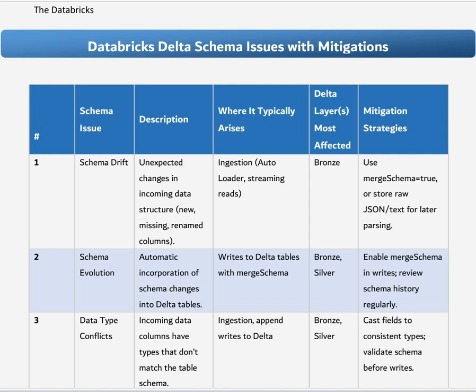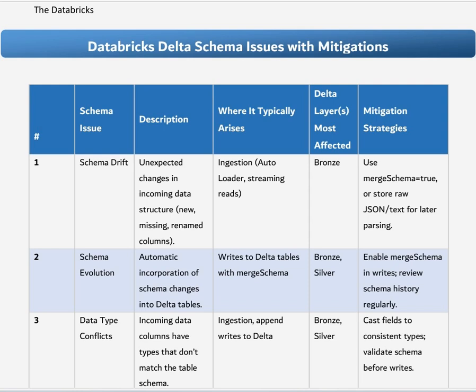Okay, that leads nicely into the next point. Schema evolution. How is this different from drift? It's a great distinction to make. Drift is unexpected. Evolution is more intentional. It's the automatic but still managed incorporation of schema changes into your Delta table. So it's not random chaos, it's planned adaptation. Exactly. It happens during write operations, specifically when you're writing to a Delta table. And again, that mergeSchema option is the key enabler here. Right. This often affects bronze and silver layers, letting your tables adapt as requirements change, but in a controlled way.